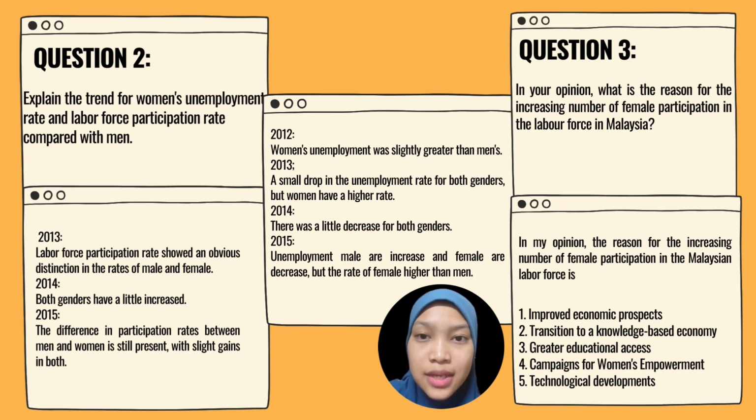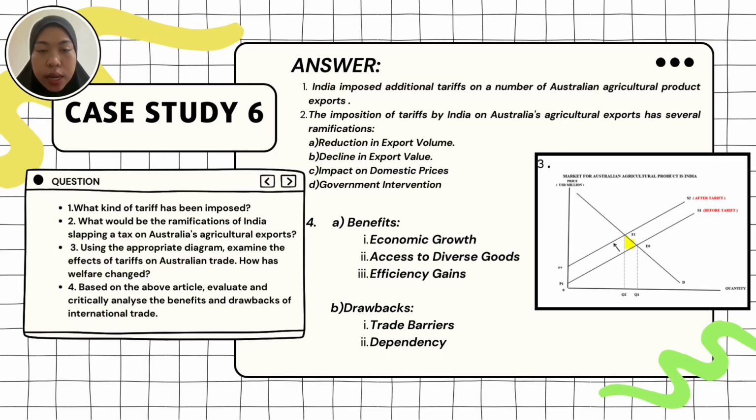For question 3, in my opinion, the reasons for the increasing number of female participation in the Malaysian labour force are: first, improved economic prospects; 2, transition to a knowledge-based economy; 3, greater educational access; 4, campaigns for women's empowerment; 5, technological development.